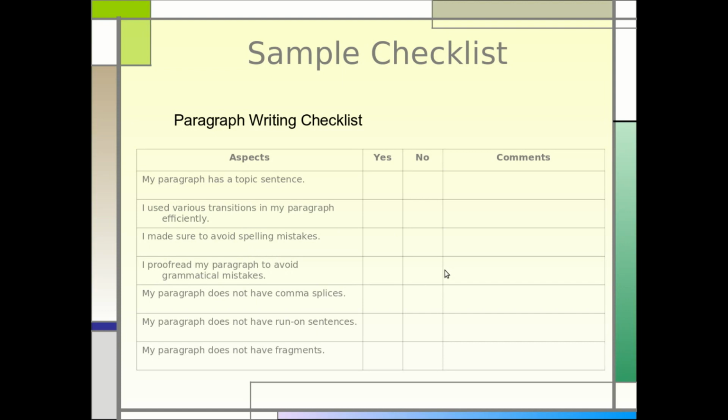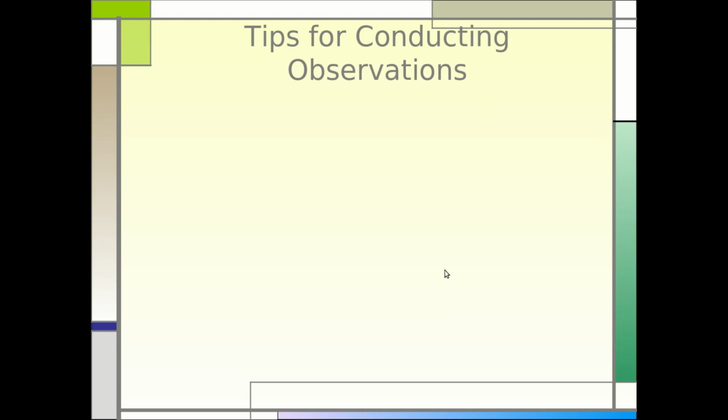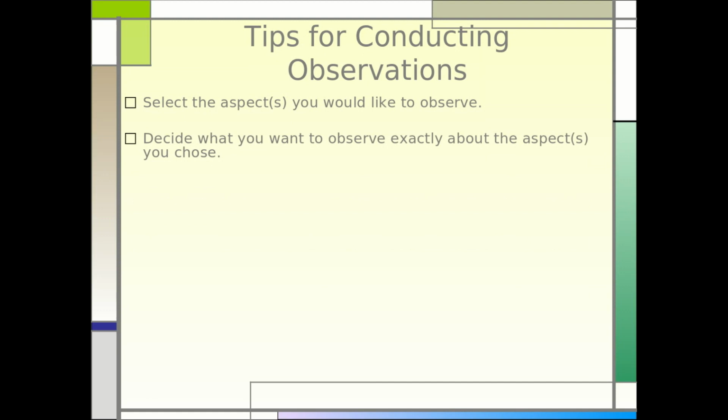Now, let's go over some tips for conducting observations. Remember that the procedure in which you will gather information about students' classwork will be mainly by means of observations. So, select the aspects you would like to observe. You cannot observe everything at once. You need to be selective. Decide what you want to observe exactly about the aspects you choose.